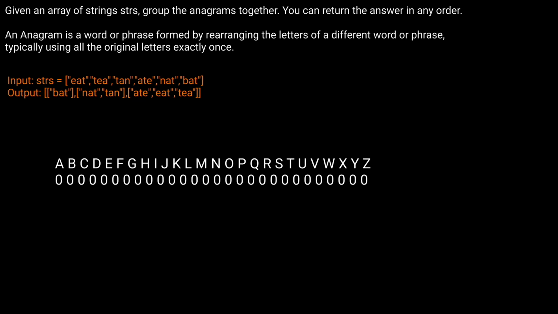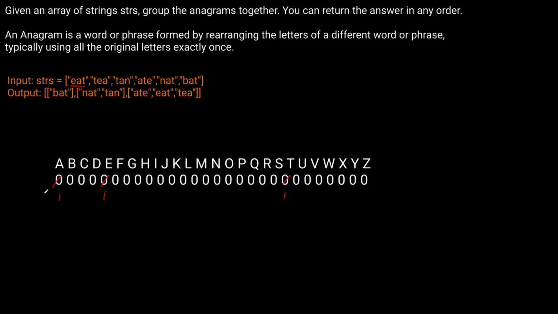Then we're going to want to go through each word in our input array, and we're basically going to form one of these arrays for each word. So for example, we have the word eat, so we see an E here, so we would increment this, and this would become a 1. We see an A, so a 1, and we see a T, so we'd make it a 1 here, and then all the other values would be 0.